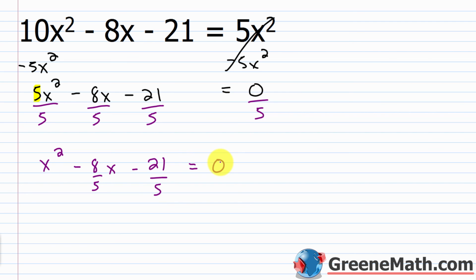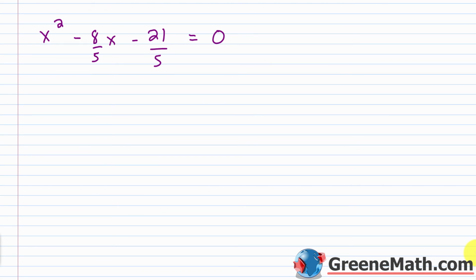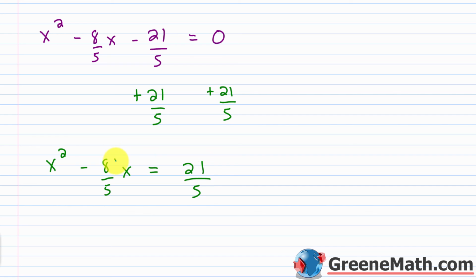Now, the next thing that I want to do, I want to move all my variable terms to one side, all my numbers to the other. So I'm simply going to add 21/5 to both sides of the equation. So you'll have x squared minus 8/5 x is equal to 21/5. Now the next thing I want to do is I want to take this coefficient for the x to the first power variable. I want to cut it in half, meaning multiply by half, and then square it. I'm going to take that result and add it to both sides of the equation.